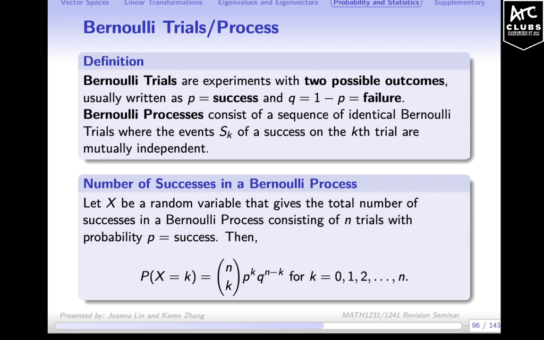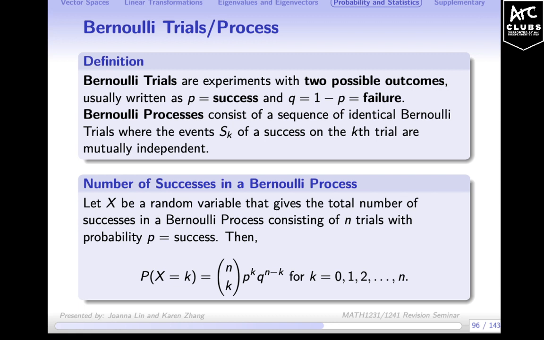Okay, so moving on to more definitions. I'm sorry, this part is very content heavy, but hopefully you guys are okay with this. So first thing we have is something called a Bernoulli trial or process. A Bernoulli trial is an experiment with two possible outcomes. You either succeed or you fail, right? So we usually denote success as p and fail as 1 minus p, right? And a Bernoulli process is essentially a sequence of identical trials where they are all independent of each other, right?